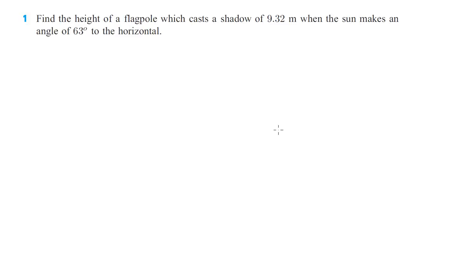I'm going to take you through the 10C assignment. All right, so we'll start with number 1 here. Find the height of a flagpole which casts a shadow of 9.32 meters when the sun makes an angle of 63 degrees to the horizontal.